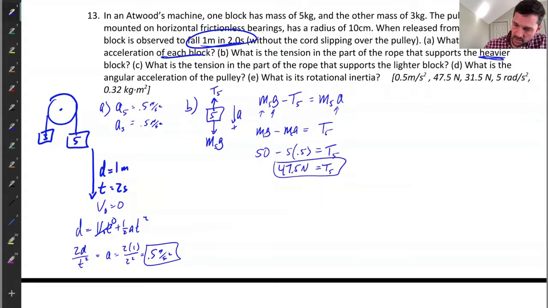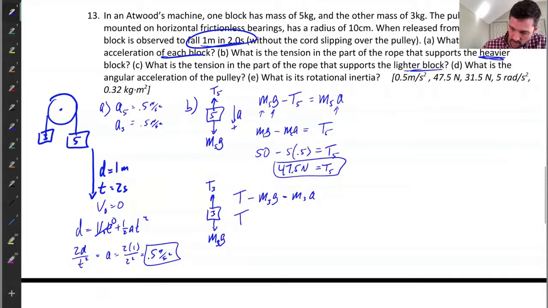What is the tension in the part of the rope that supports the lighter block? Almost the same analysis. Conceptually the same, just different directions, different values. We've got the 3 kilogram object being accelerated upward. So in this case, tension is greater than its weight. So tension minus M3G equals M3A.